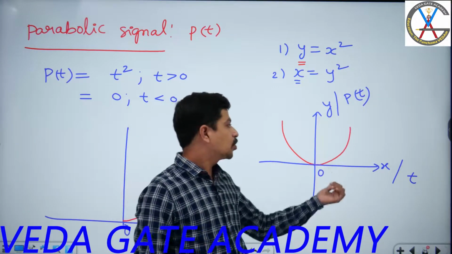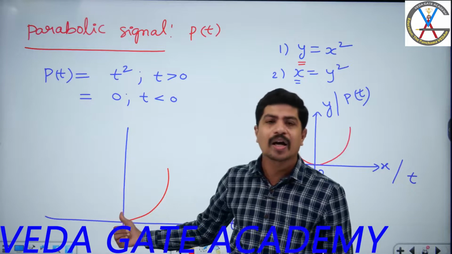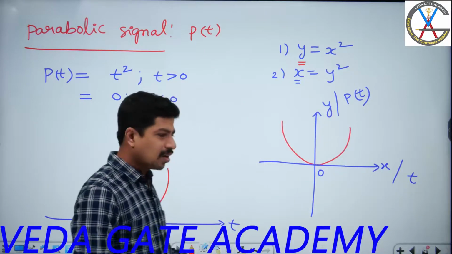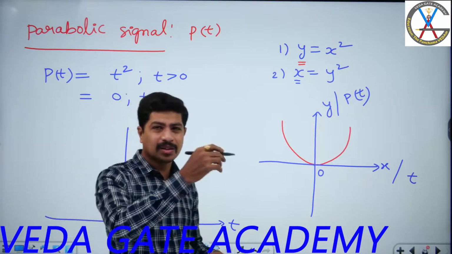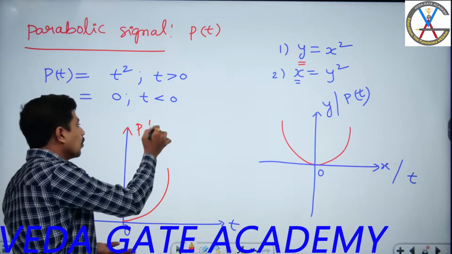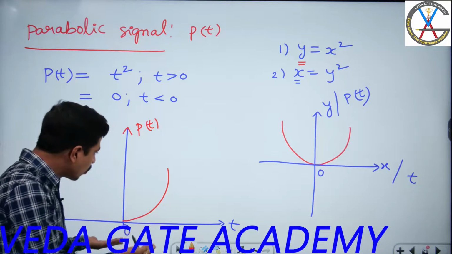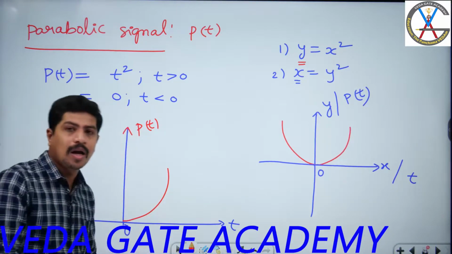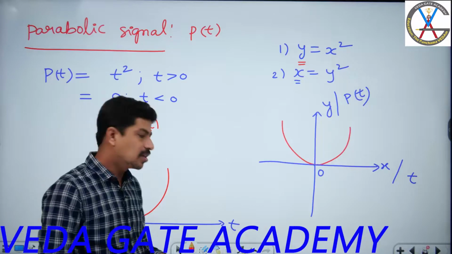Without explaining this, if I draw this, you may get one doubt. In intermediate or diploma, we studied parabola as a U-shaped signal, but this one takes only this part. How is this going to serve as a parabola? Yes, this is a parabola. Only the right side we are taking.